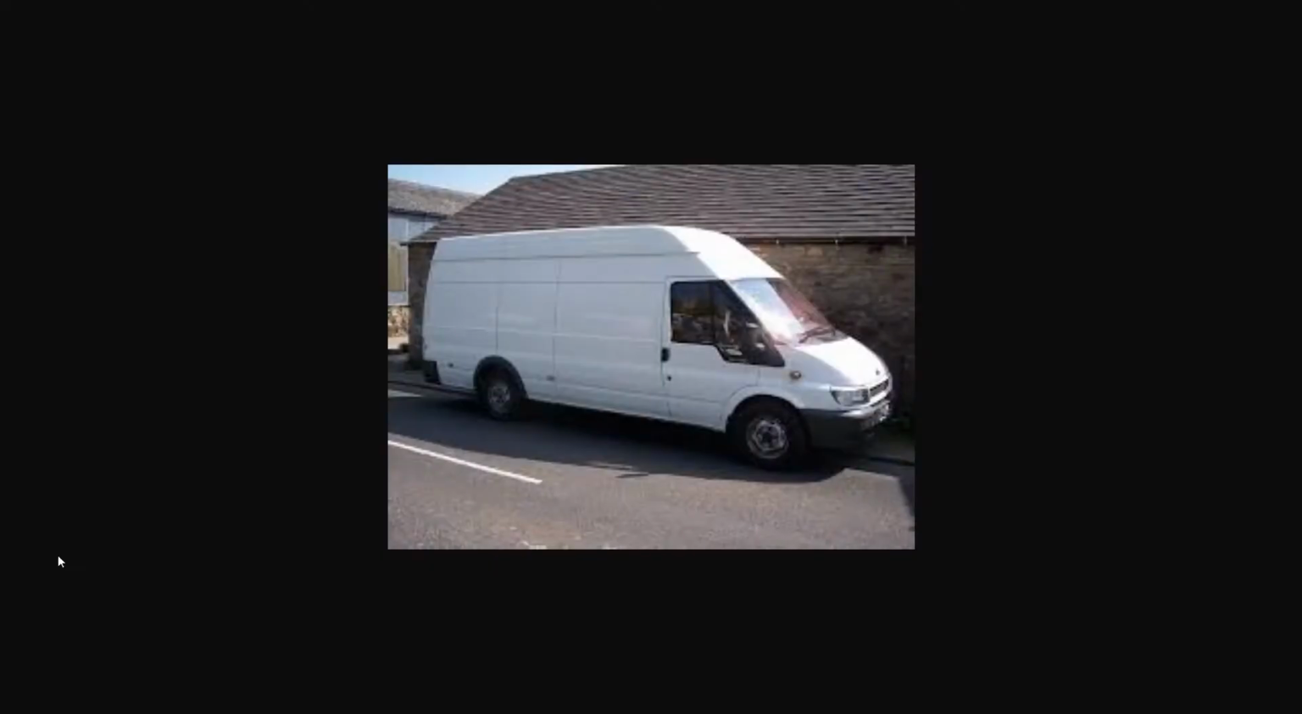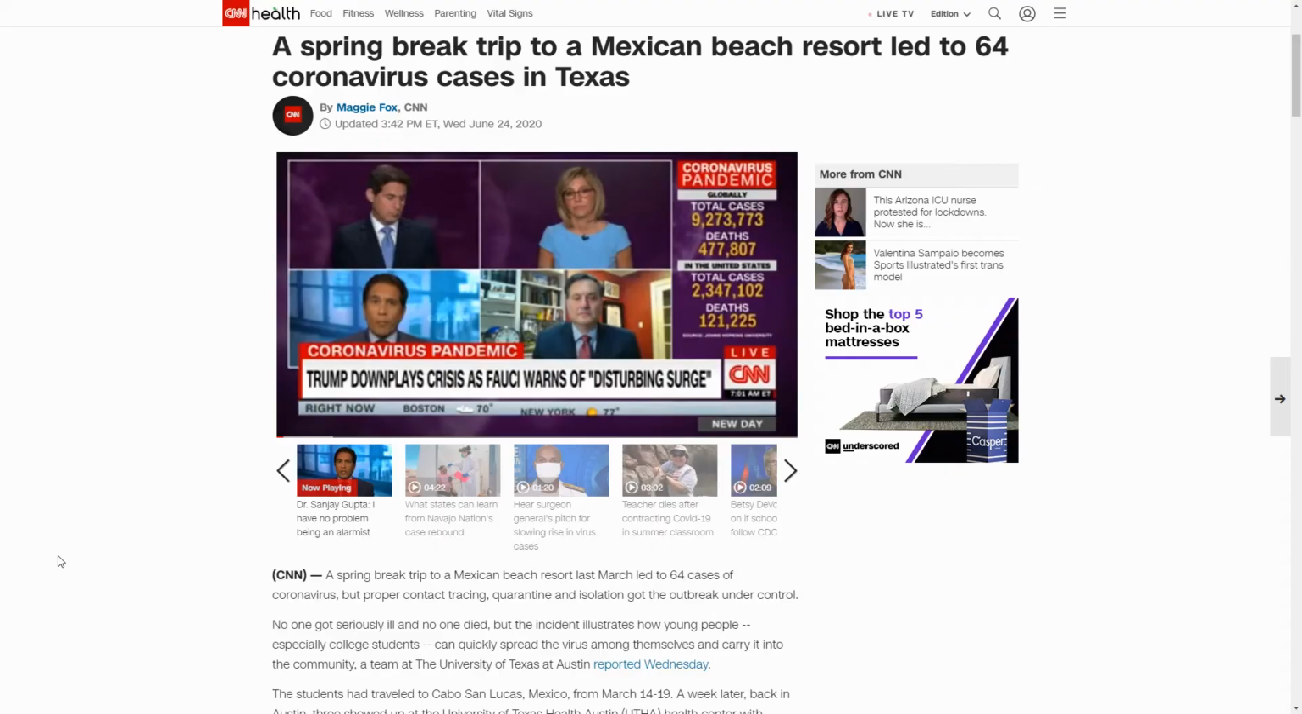Well, it's here. The white van. Everybody knows the white van. It's everywhere. Nobody pays any attention to it. It's hiding in plain sight, but it must be it. It must be the reason the coronavirus has sprung up again.